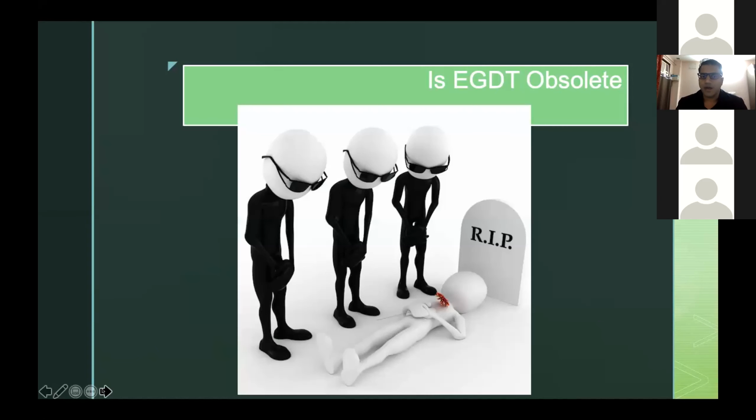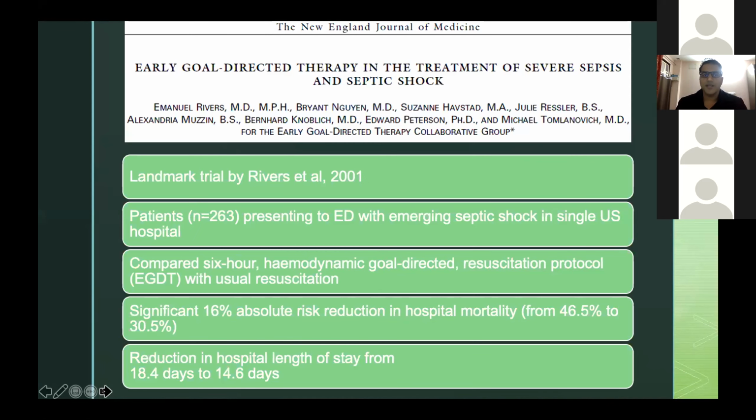So whatever studies we had initially regarding fluid resuscitation, are they obsolete? EGDT, ProCESS, ProMISe, and ARISE: how clinically valid are they in the current clinical setting? So coming to the earlier study by Rivers et al. in 2001, early goal-directed therapy in the treatment of sepsis and septic shock, they found that compared with the usual resuscitation, a 6-hour hemodynamic goal-directed resuscitation protocol gave a significant mortality benefit with early resuscitation.